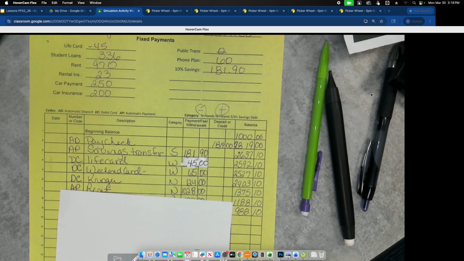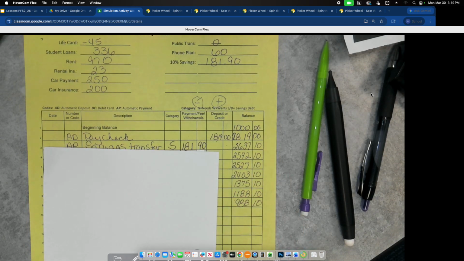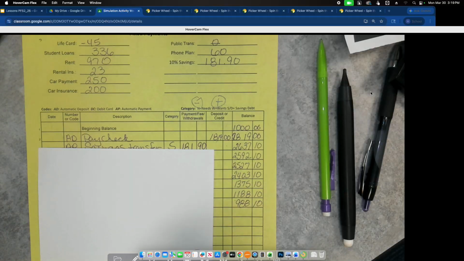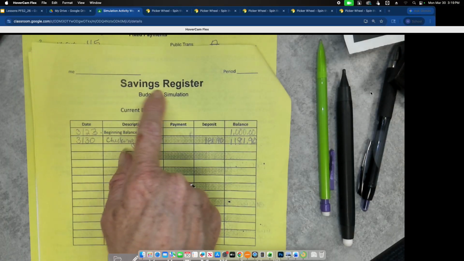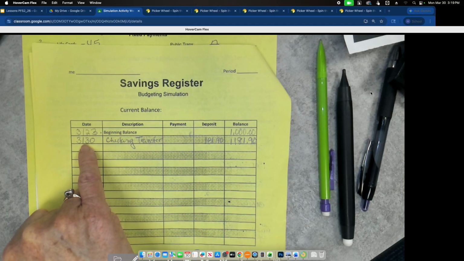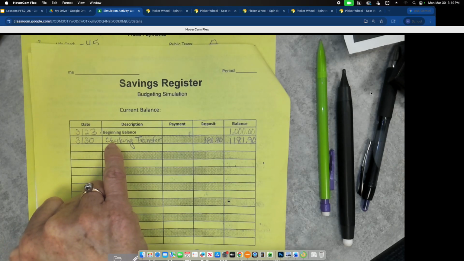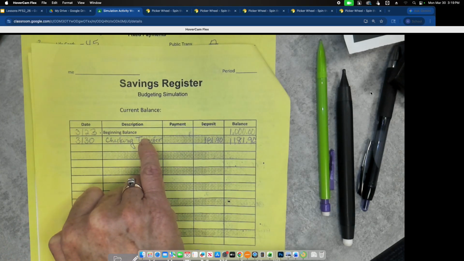One thing I did forget to mention is the savings. We took it out of savings. We do need to put that into our savings account. So I'm going back to this, and we are going to find our savings register, or if it's a different year, maybe I did something different. Just make sure you have your savings register, and you're going to put the date, and then the checking transfer, because it came from checking and it got transferred in here.